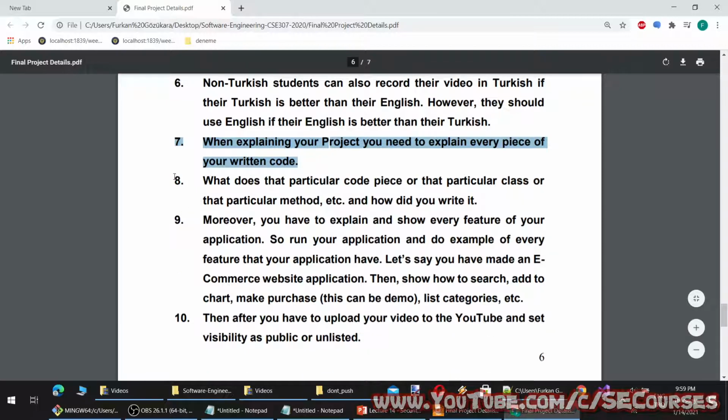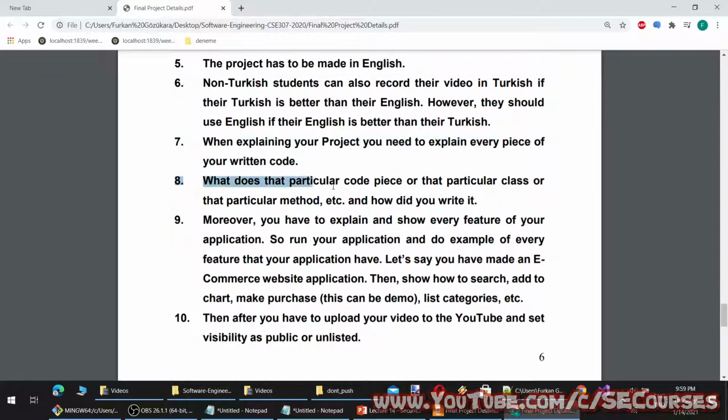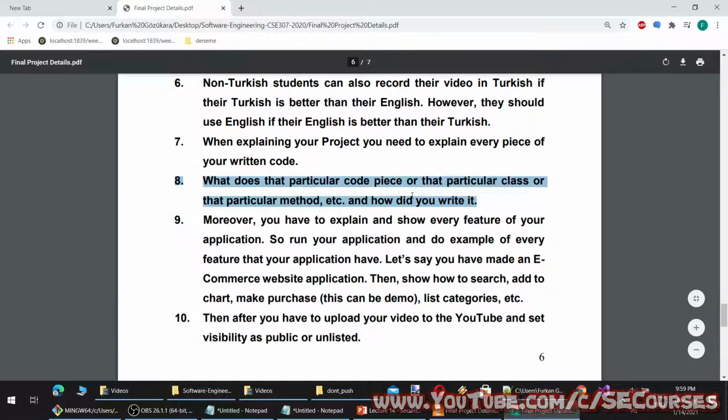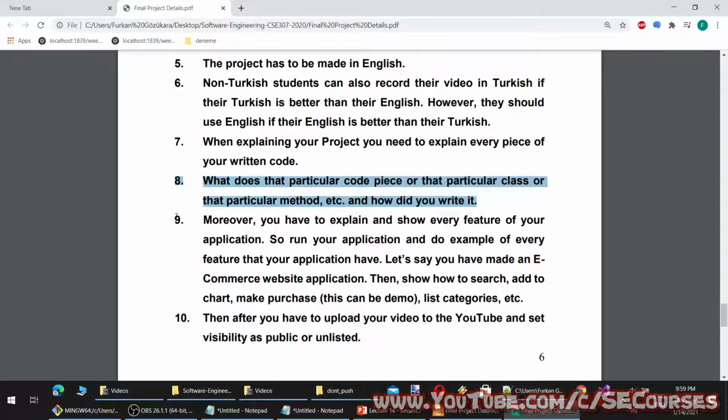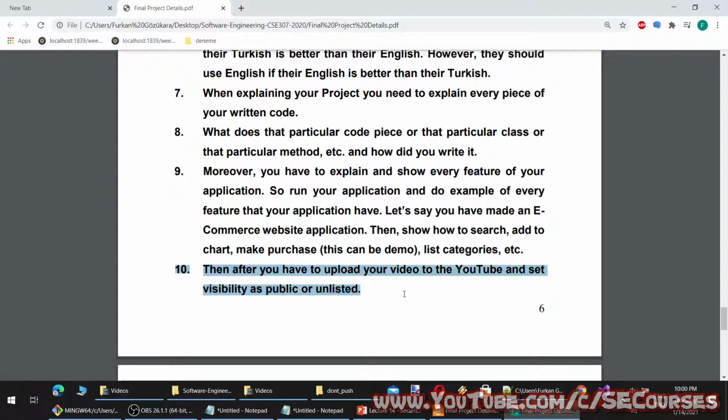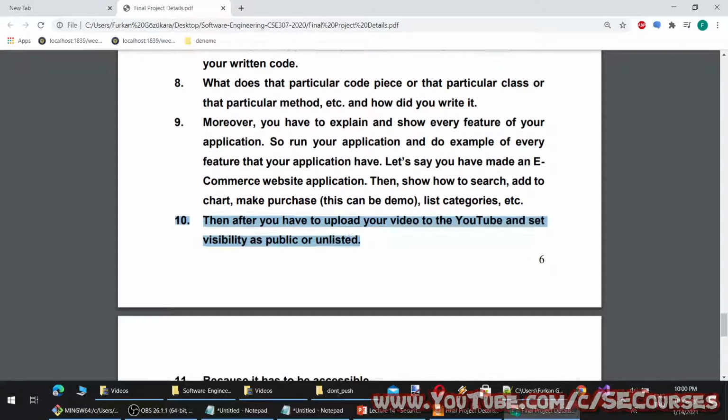7. When explaining your project, you need to explain every piece of your written code. 8. What does that particular code piece, that particular class or that particular method, etc. do, and how did you write it? 9. Moreover, you have to explain and show every feature of your application. So run your application and do an example of every feature that your application has. Let's say you have made an e-commerce website application. Then show how to search, add to cart, make a purchase, this can be a demo, list categories, etc.